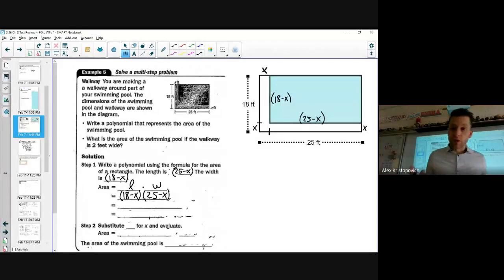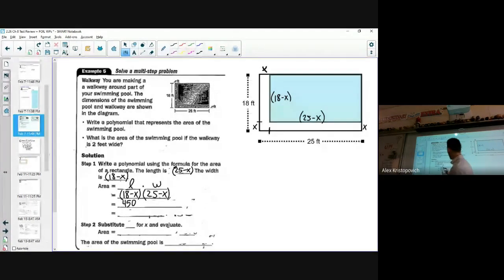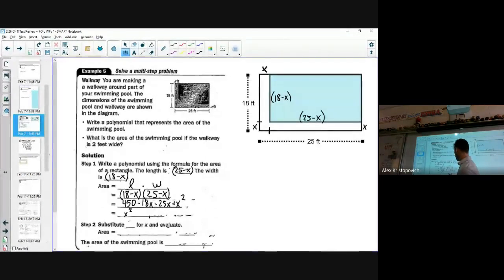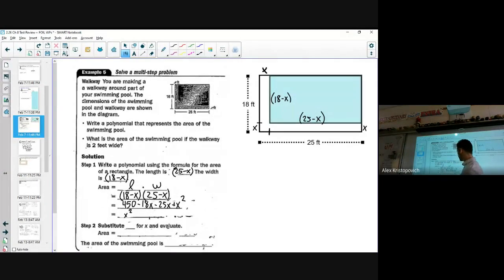We're going to go ahead and FOIL this. I did my calculation already, so I'm going to write it down. We'll start with first: 25 times 18, which is 450. We'll do our outside, which is minus 18x. Inside, negative 25x. And then negative x times negative x for the last is plus x squared. We're just going to rewrite that in descending order and combine like terms. So x squared would go in the front. And then we can subtract these two x terms. That would get us negative, what is that, 43?